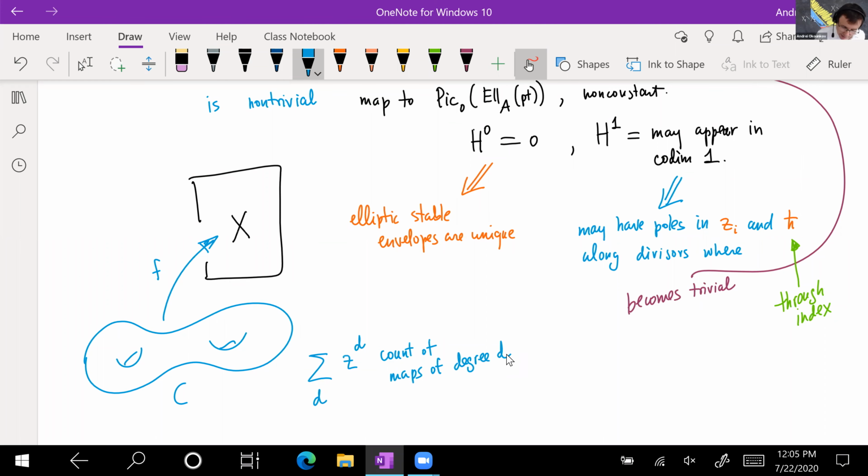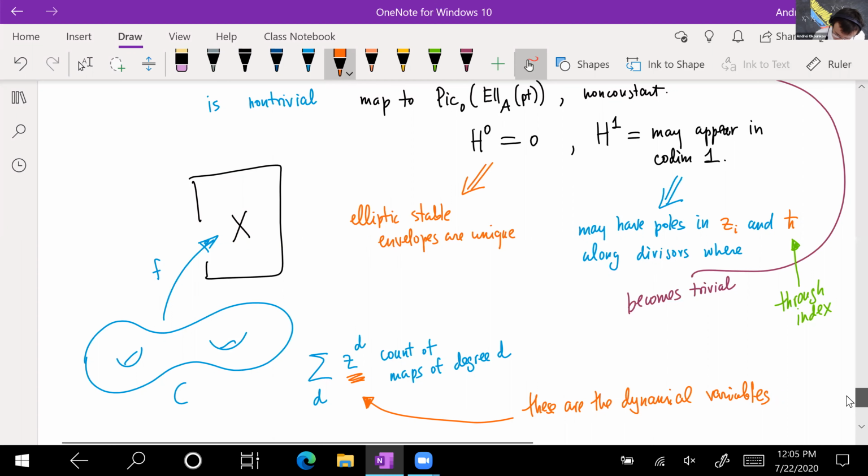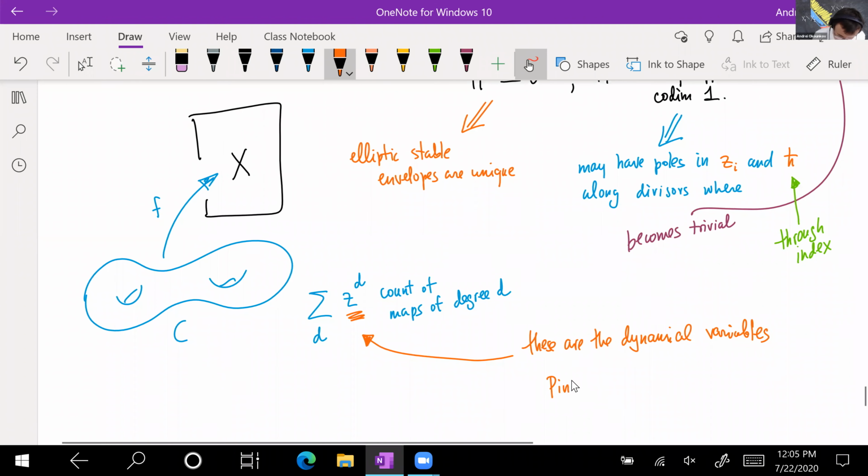The reason I'm reminding you of this is that this is the same variable. These are the dynamical variables. You think about where they sit in Pic X. Well, here they sit in Pic X tensor over Z with C star. But then if we further reduce it mod q to the Z, we're going to get there.